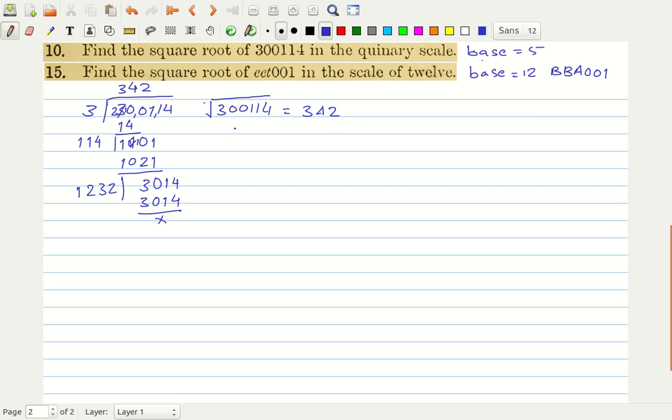Okay, and just for your knowledge, this number in base 10 is actually equal to 9409 and its square root is going to be 97 in base 10. Okay, and we have already seen how to find the square root of this number.